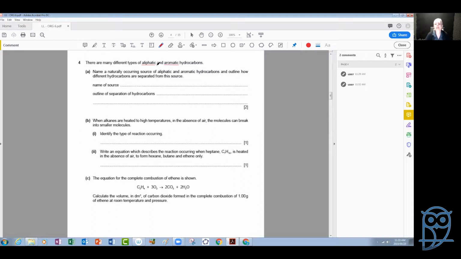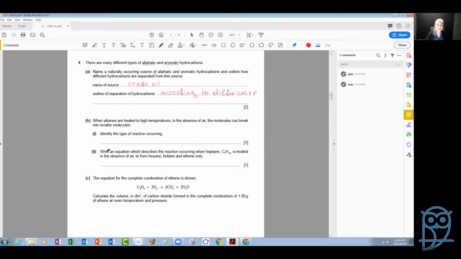So where do we find this type of hydrocarbons? We find them in crude oil, of course. So here our answer will be crude oil. And if you answer petroleum, that will also be accepted. Outline of separation of hydrocarbons. They want you to say that they are separated according to different boiling points. In other words, we rely on the difference in boiling points. That should be enough.